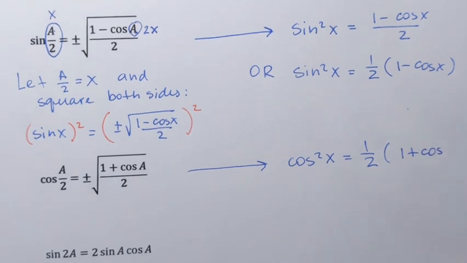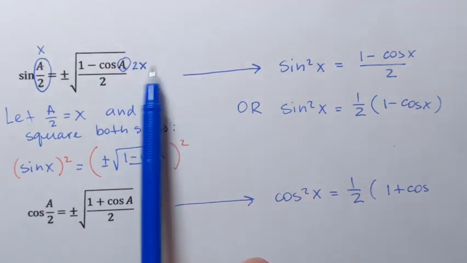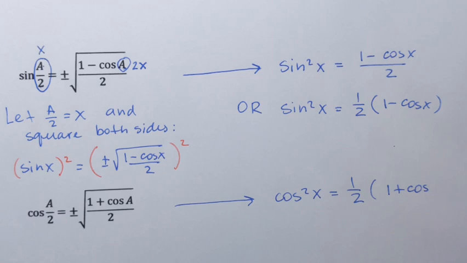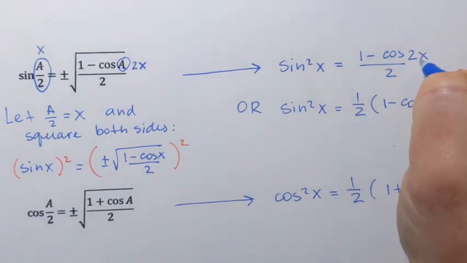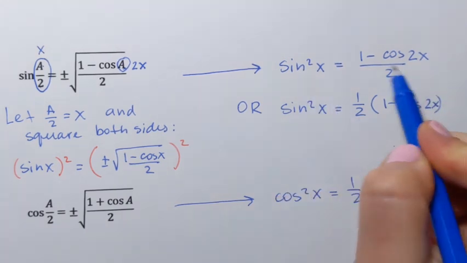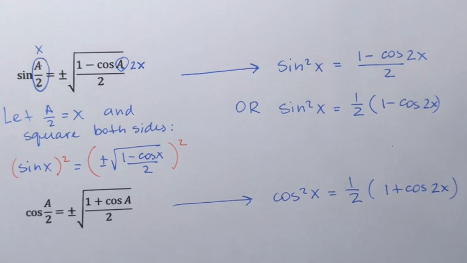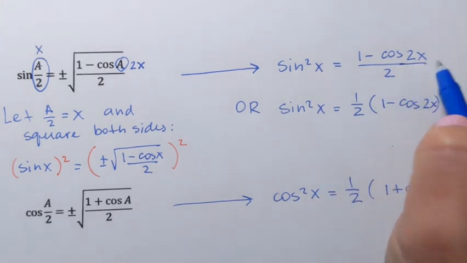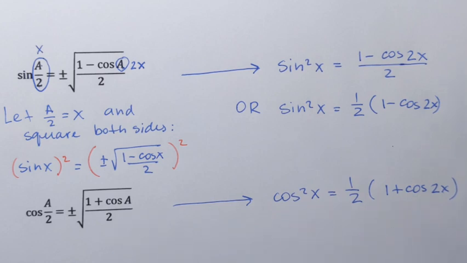Oh, you know what? I made a mistake here, right? I should have written 2x here and 2x here. So let's fix that. I'm sorry. Let's fix that. 2x and then 2x, of course. I should have different angles on both sides. So it means that here it's also 2x. Okay, that's important. So please correct that in your notes. So that's a different version of that double angle formula.